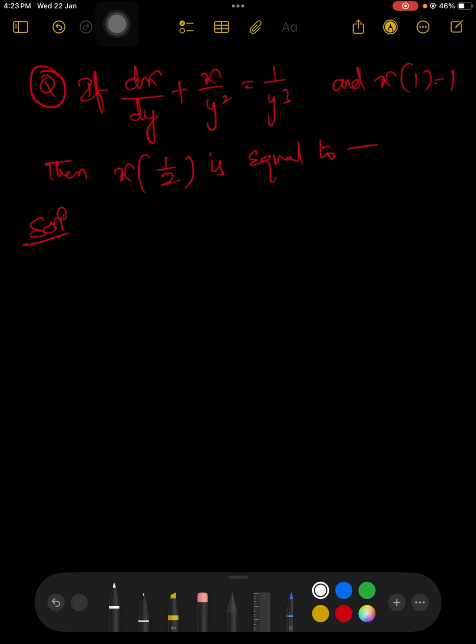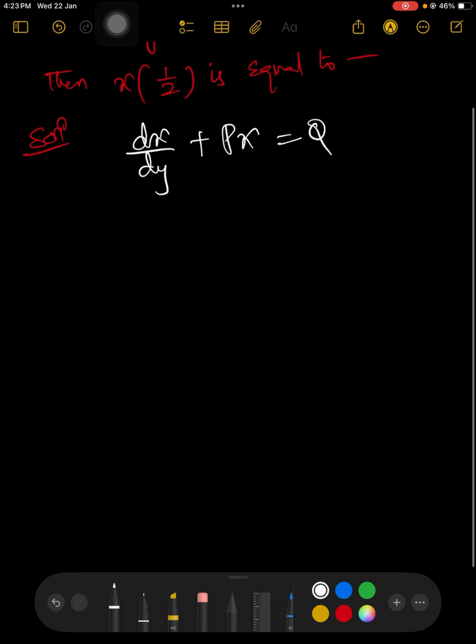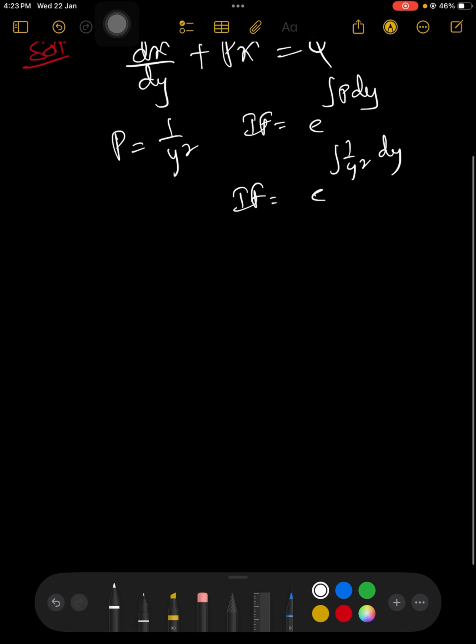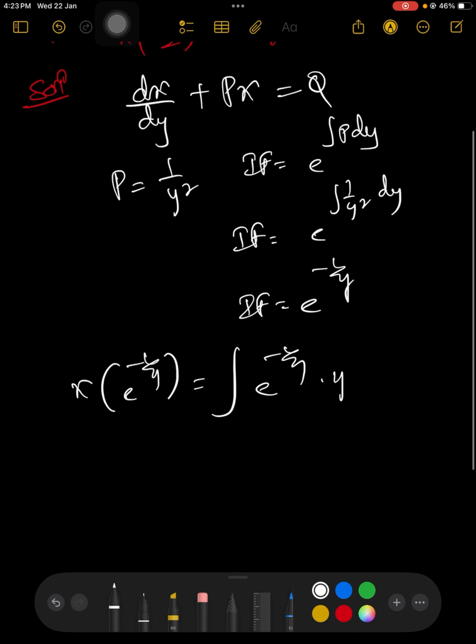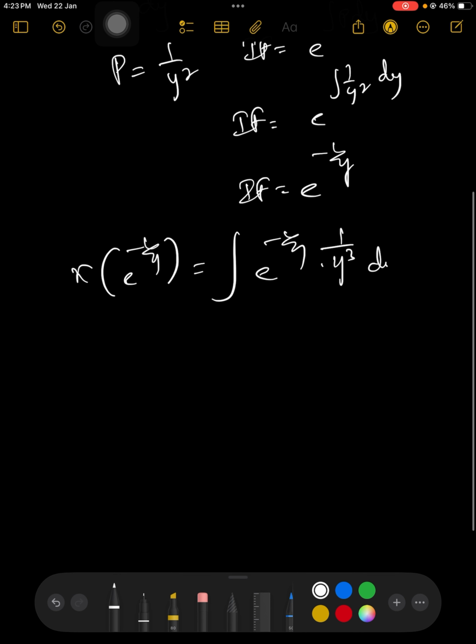And the next question is from linear differential equation. And here it is in the form of dx by dy plus px equals q. Now here p is equal to 1 by y square, then integrating factor equal to e power integration of p dy, so that e power integration of 1 by y square dy, so that it is e power minus 1 by y. Now coming to the general solution, x into e power minus 1 by y is equal to integration of e power minus 1 by y into 1 by y cube dy.